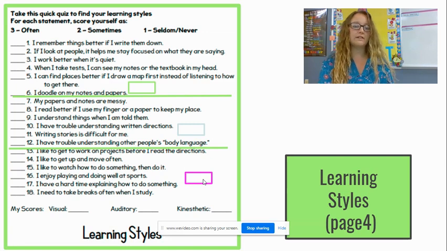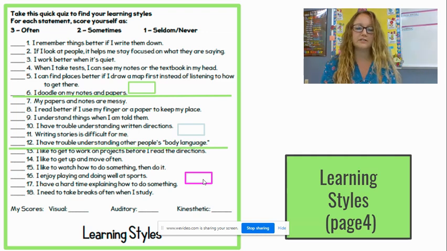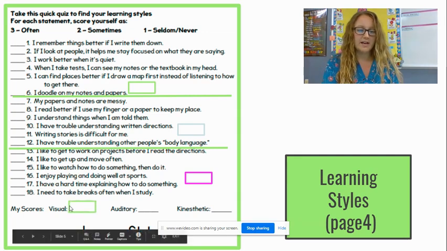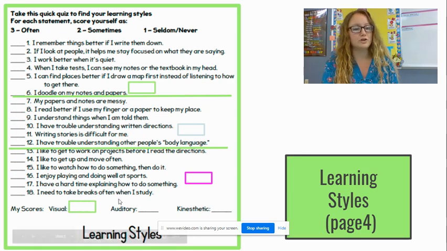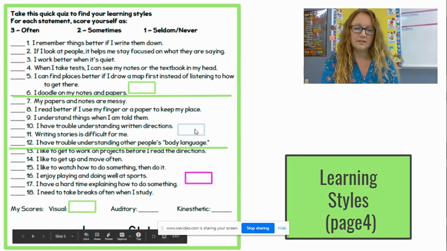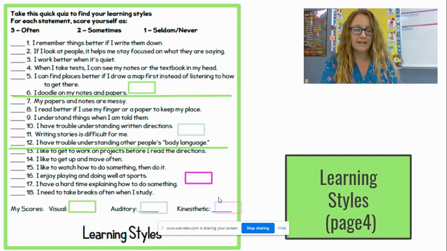So we've divided 1 to 18 into 3 different sections. There are 3 main types of learning styles. That's why the paper is formatted this way. So from 1 to 6, whatever your number was up here, that number will go down here, and that is for visual learners. In the middle section here, whatever number you got goes in auditory. And then the last number will go down here under kinesthetic.